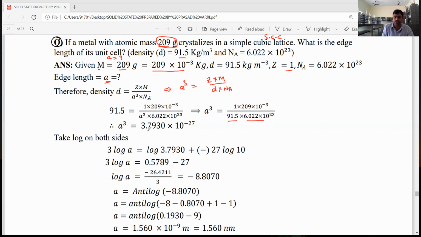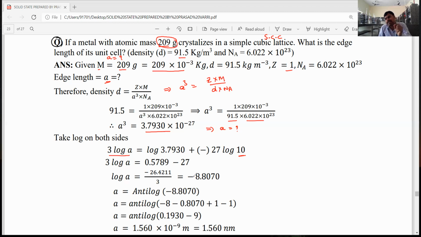On simplification, a cube value will get 3.7 into 10 to the power of minus 27. A cube we got. Now a value we need to find out, so we have to apply logarithms on both sides. So log a cube is equal to 3 log a. 3 log a is equal to log of 3.7 into 10 to the power of minus 27, that is log 3.7 plus minus 27 into log 10. Log 10 value is 1 only. That log 3.7 value is approximately 0.5789.